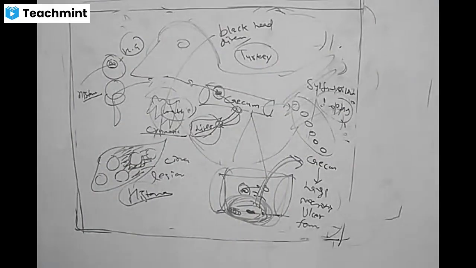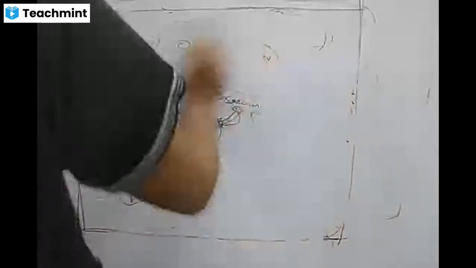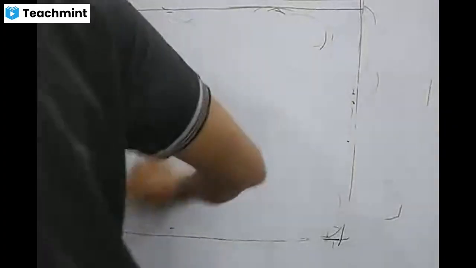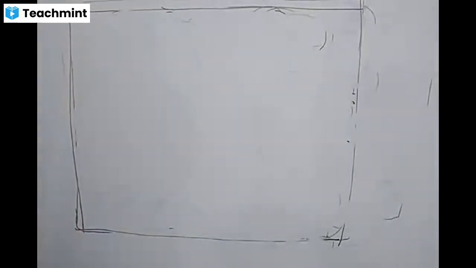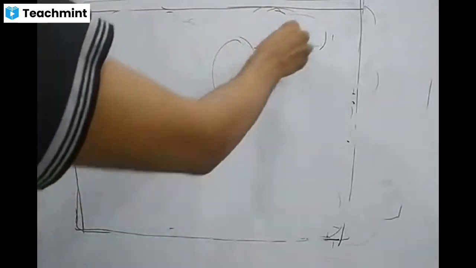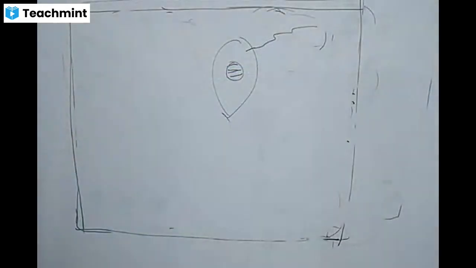Because this is also a flagellate. If you look at the structure of this flagellate, this is the structure where there is one flagellum and one nucleus. This is your Histomonas. One flagellum, one nucleus.